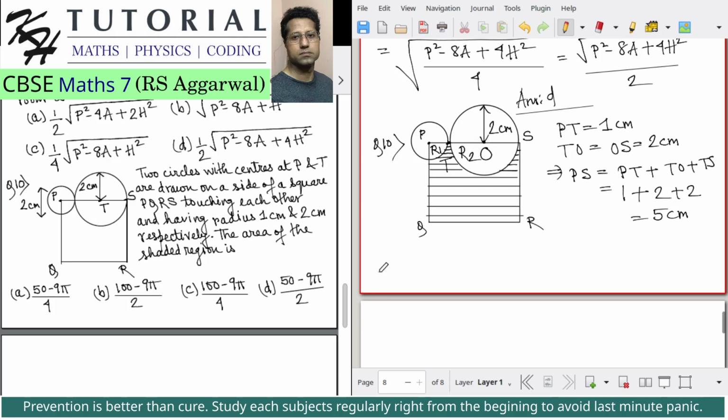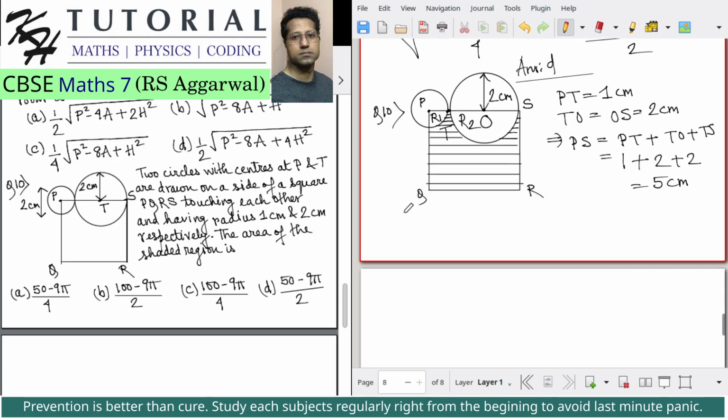So clearly, first let's find what is the area of the region R1? R1 is nothing but a quadrant of a circle of radius 1 centimeter. So we know the area of a quadrant of radius r is equal to 1/4 the area of the circle of radius r. So the area of R1 will be 1/4 of the area of circle with radius 1 centimeter, that is pi 1 square, which is equal to pi by 4 centimeter square.